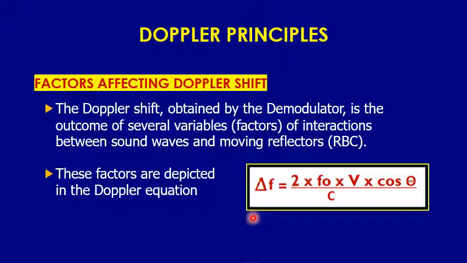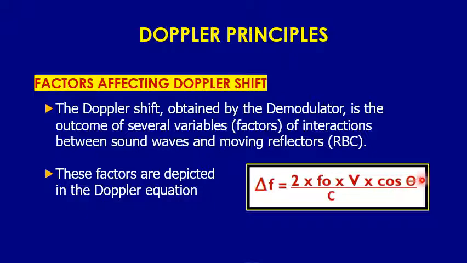So what are these factors? We have a numerator and a denominator. In the numerator we have what? Number 2, which is a fixed number. F0, which is the operating frequency or the frequency of the transducer. V, which is the velocity of the blood. Actually, this is what we're looking for. We are looking to discover what this velocity is, so this is our question mark. And the last thing here is the cosine of angle theta.